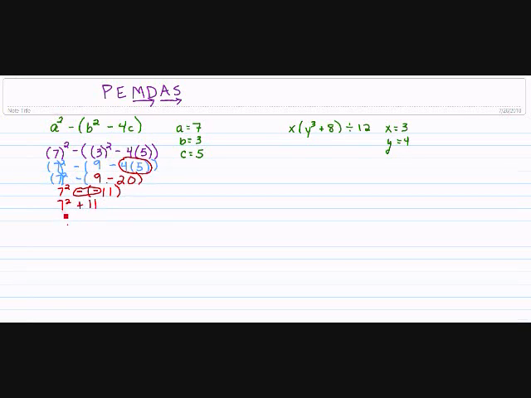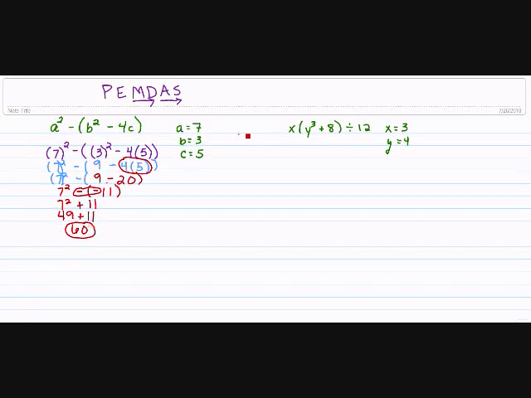Now I'm going to solve my exponent. 7 squared means 7 times 7, or 49, plus 11. 49 plus 10 is 59, plus 1 more is 60. Very good, ladies and gentlemen. Okay, let's move on to the next problem.